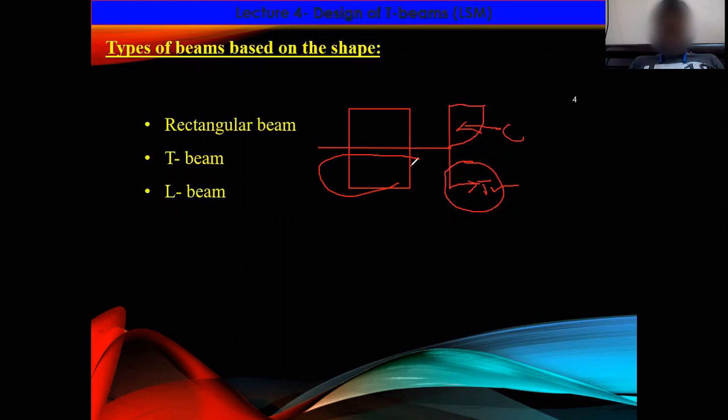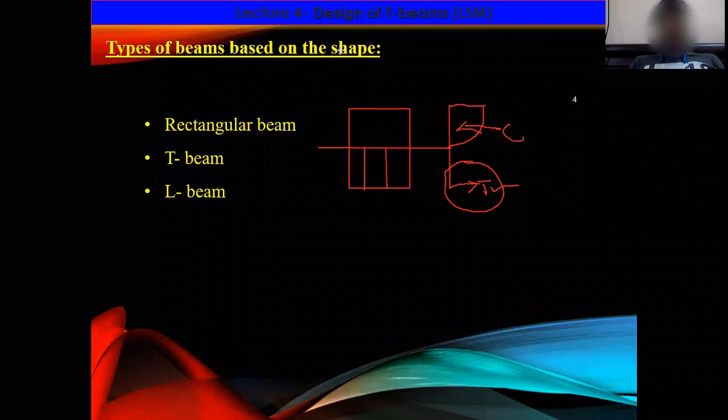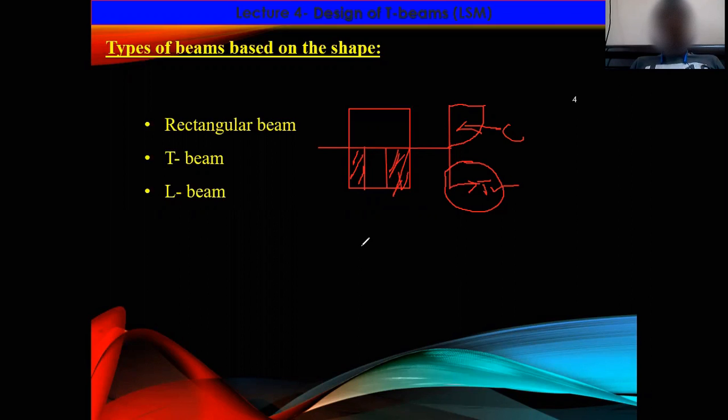So instead of providing this, I can just cut this section because it is of no use. For economical purposes, I would like to cut the section like this. So it will become a T section, right? That means you can save all this material. Whatever material is there in this portion and in this portion, we can save, right?